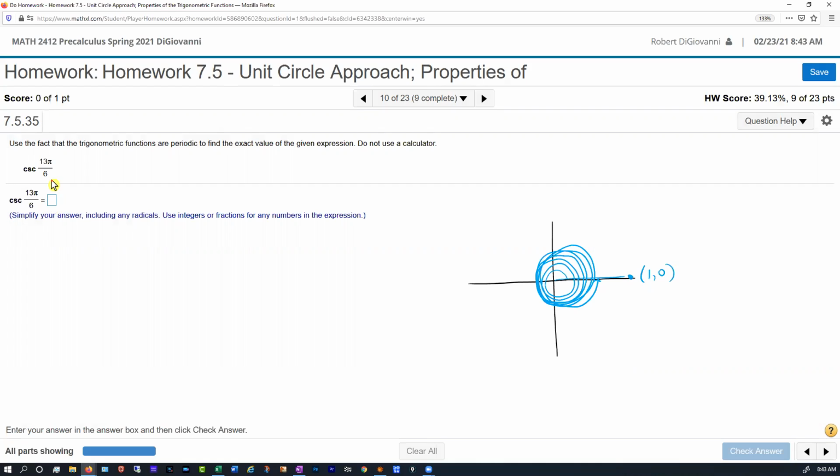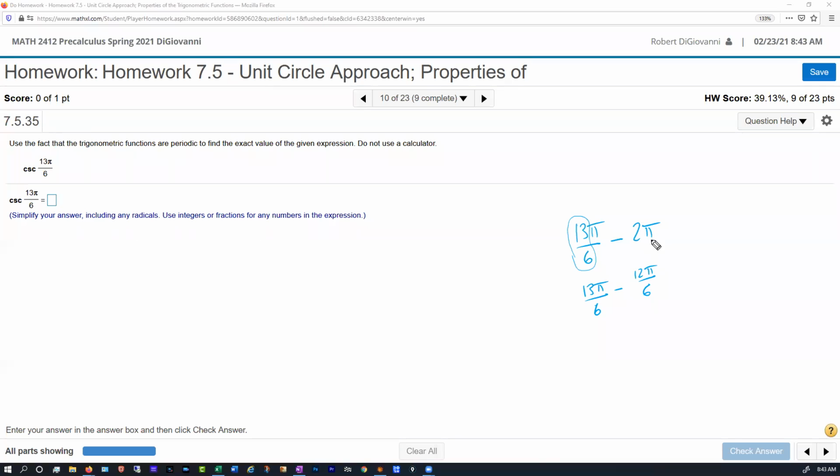All right, 13 pi over 6. So we want cosecant of this. So 13 pi over 6. See, again, I'm going to look at this 13 over 6. That's bigger than 2. So I know I can subtract a 2 pi from this. That's a full rotation. So 13 pi over 6 minus common denominator here, 12 pi over 6. I'm just getting a 6 on top, 6 on bottom, so I have a common denominator. When I subtract there, I get pi over 6.